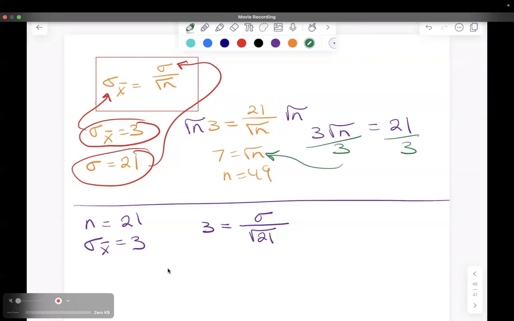There is another, more magical way to get there, which is the way I do it in my head, but I'm not going to give you that because you don't need magic. So this one is a little bit easier because it's just going to be 3 times the square root of 21. It'll be a little bit easier, even though I gave you ugly numbers there.